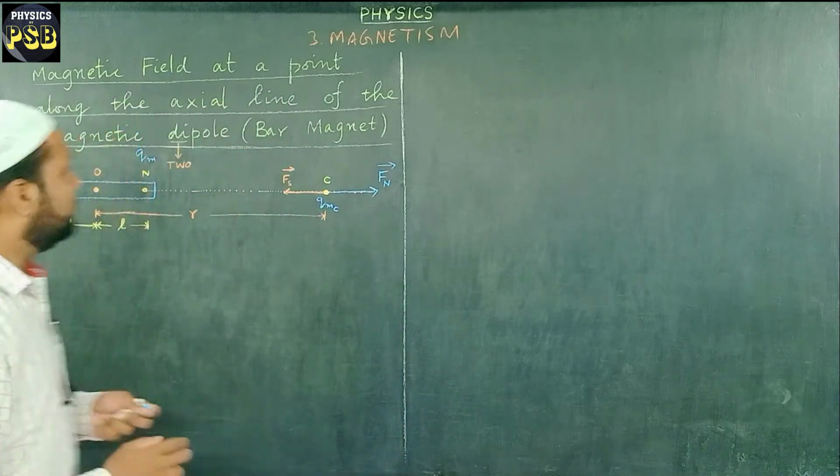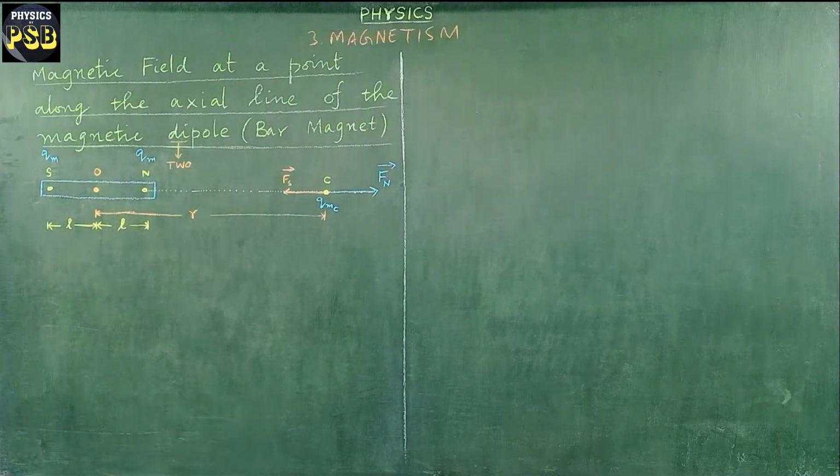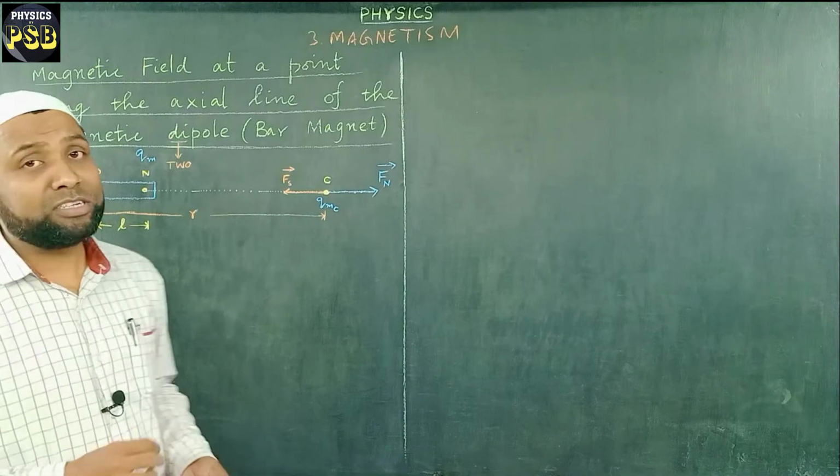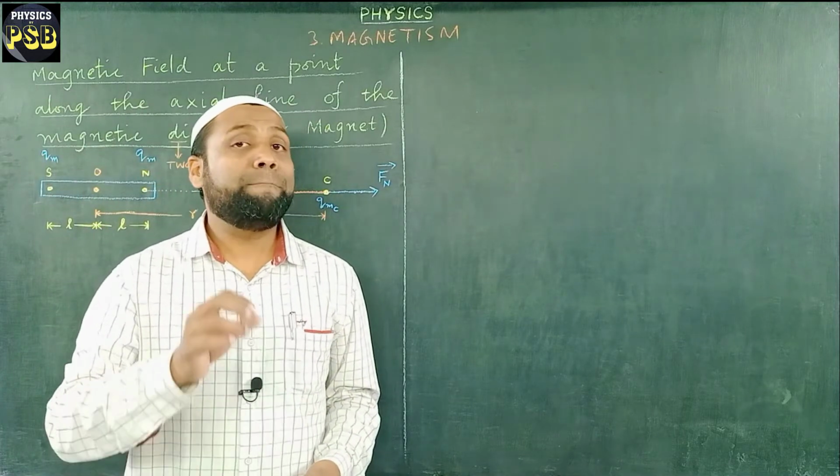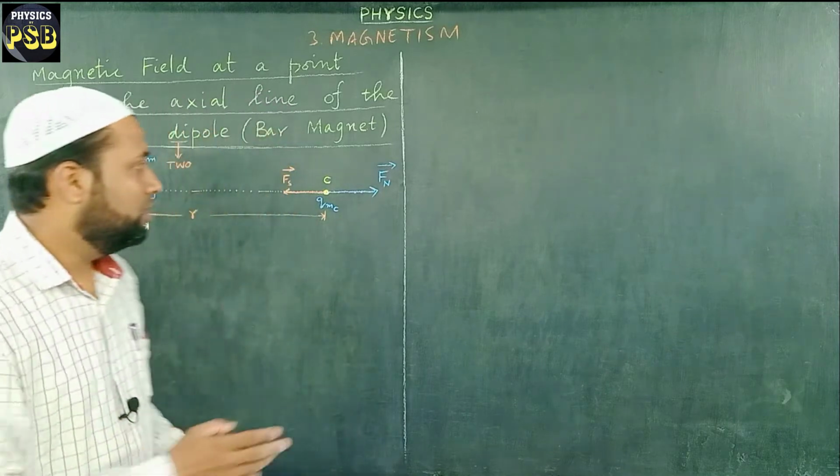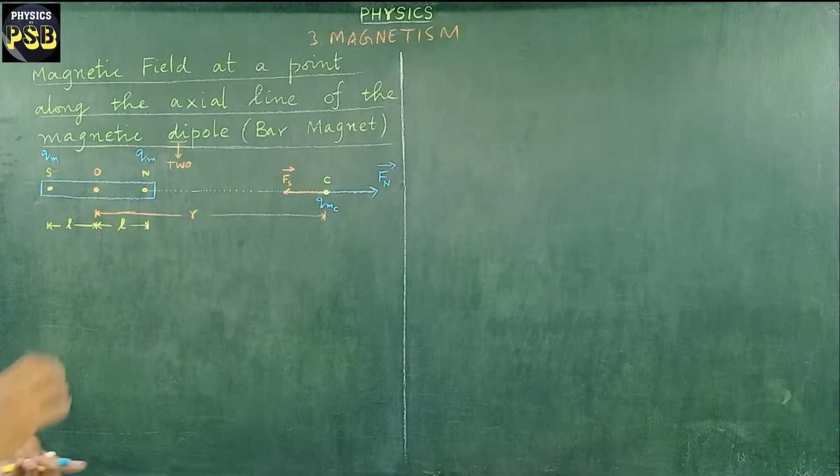That will provide me the expression for magnetic field. Let's do that. To get all these things, I will use Coulomb's inverse square law of magnetism. Clear? Now before going ahead, let me provide one information here.